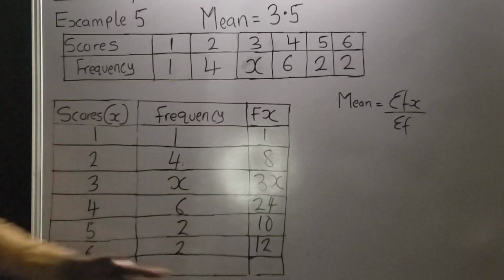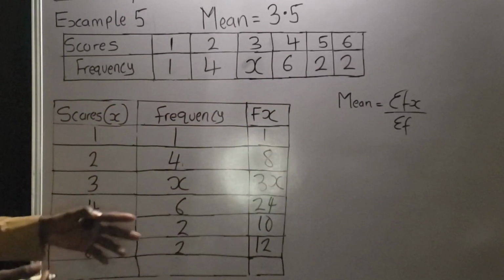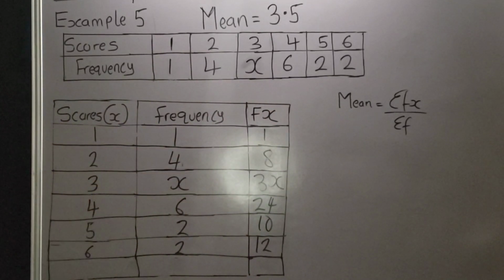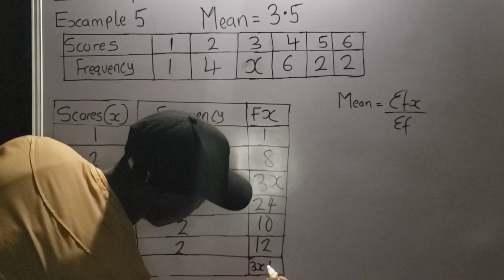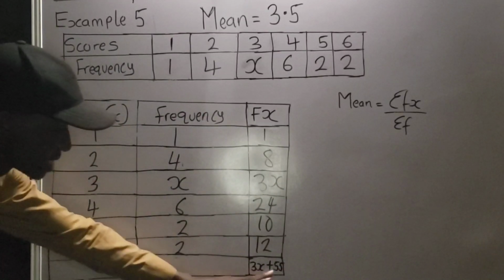Are you getting it? Which is what? Summation fx all over summation f. So I'm going to find summation fx, which is the sum of all the values in this column. If you take the sum of all the values in that column, you are going to get 3x plus 55. So the value for this will be what? 3x plus 55. You understand? 3x plus 55.